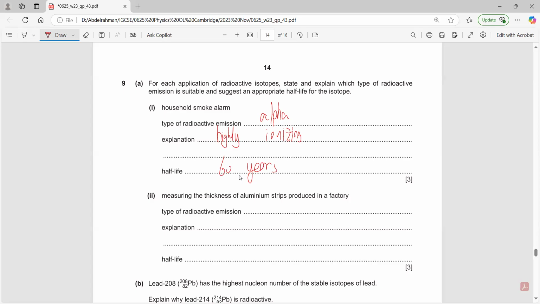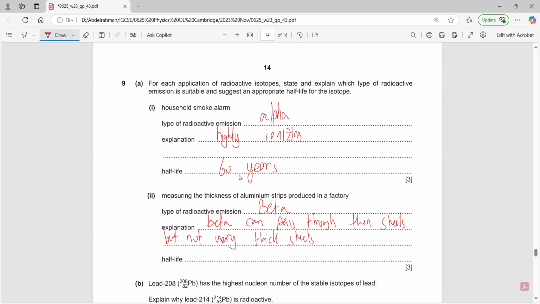Measuring the thickness of aluminum strips. Whenever we say aluminum, we usually think about beta emissions, beta particles. Why? Because beta can pass through thin sheets of aluminum, but not very thick sheets.